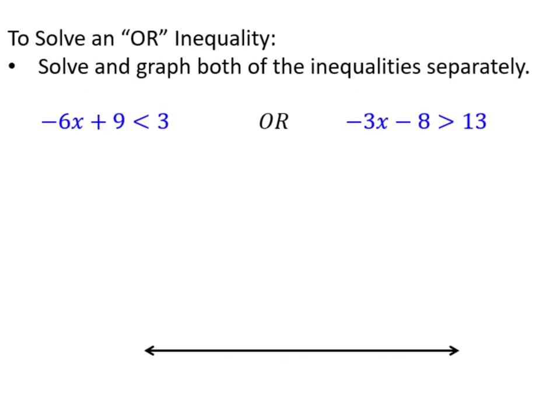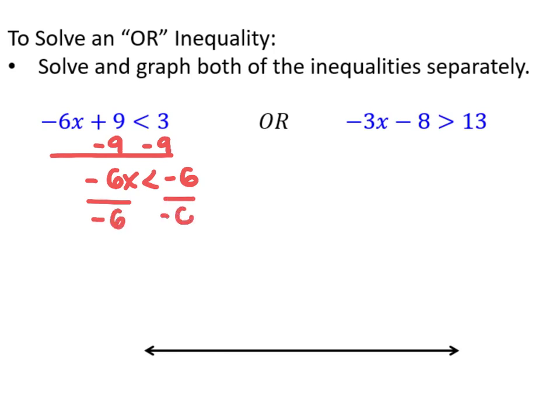Now, in order to solve an OR inequality, you want to solve and graph both of the inequalities separately. So if I wanted to solve the inequality on the left, to get x by itself, I would first subtract 9 from both sides. So you have -6x is less than -6. And then to get x by itself, you would divide both sides by -6. However, because you are dividing by a negative, that means you have to flip the inequality sign. So it would become x is greater than 1.